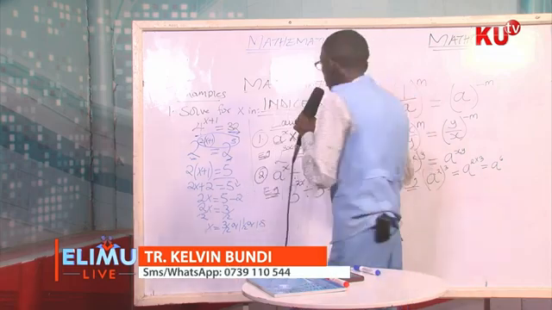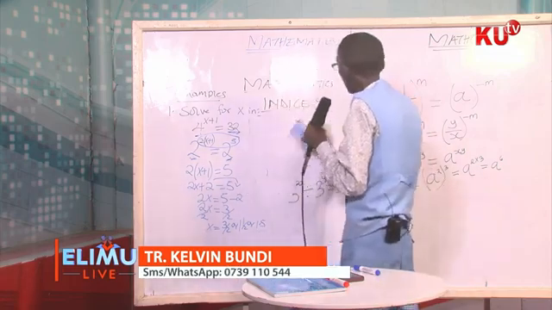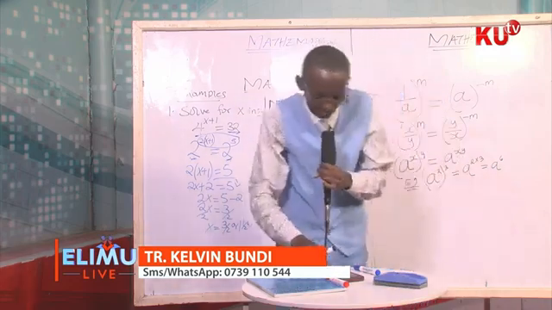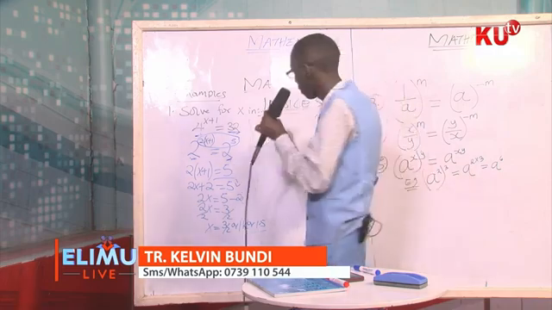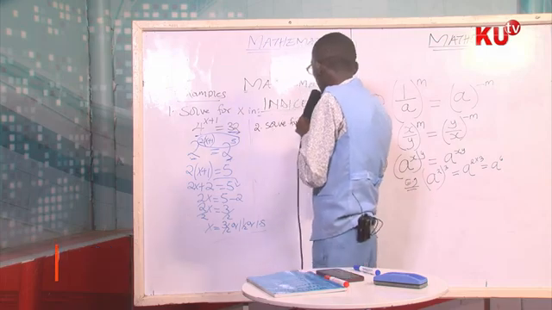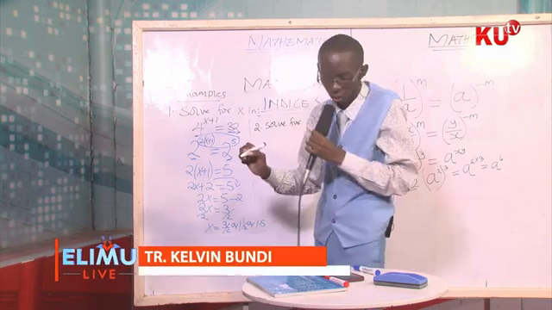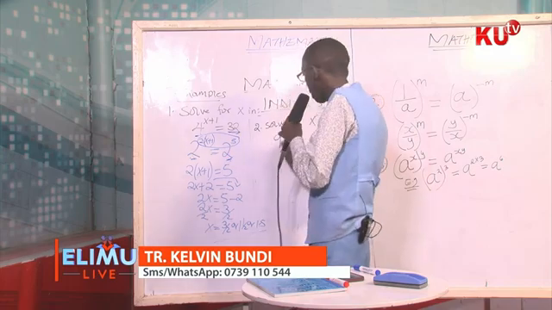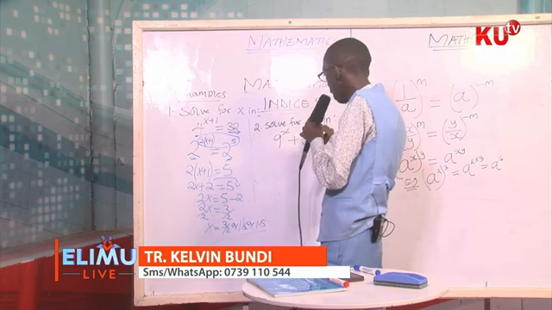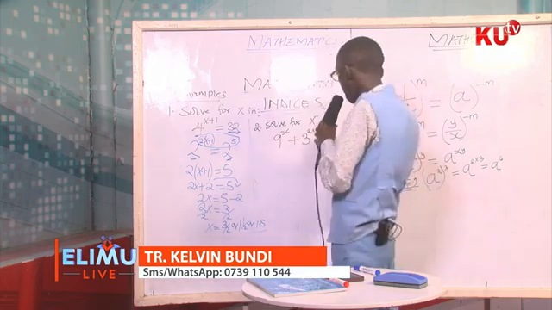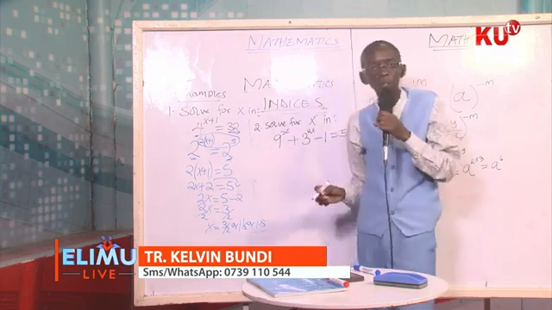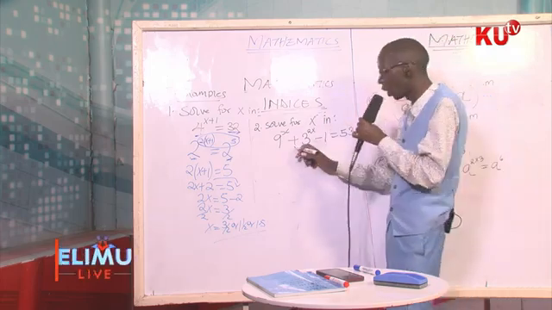Example number 2. Solve for x in 9 to power x plus 3 to power 2x minus 1 is equal to 53. Solve for x in this particular equation.